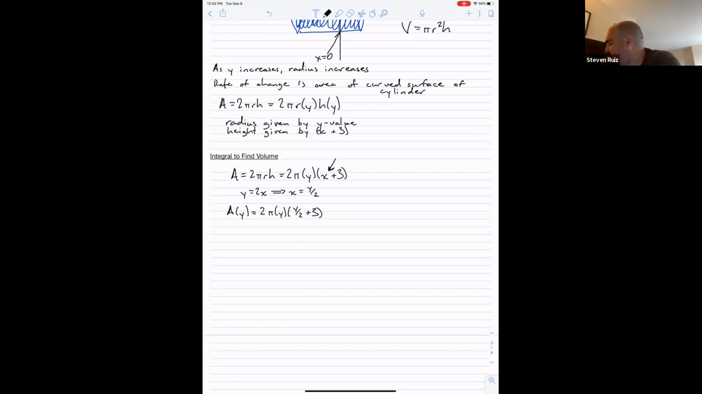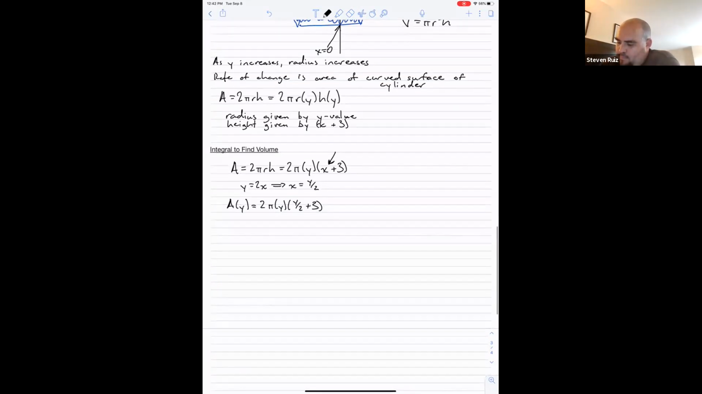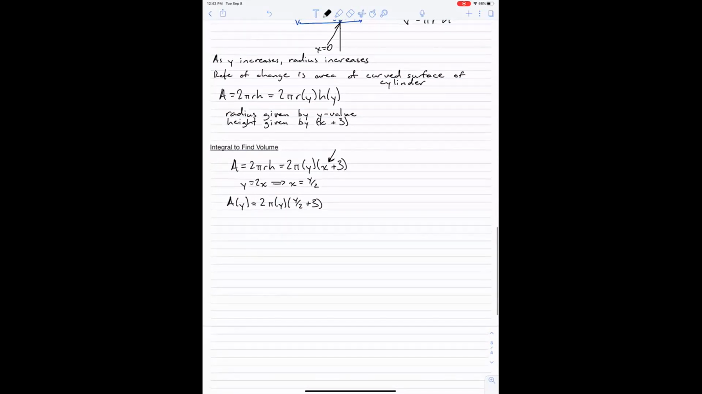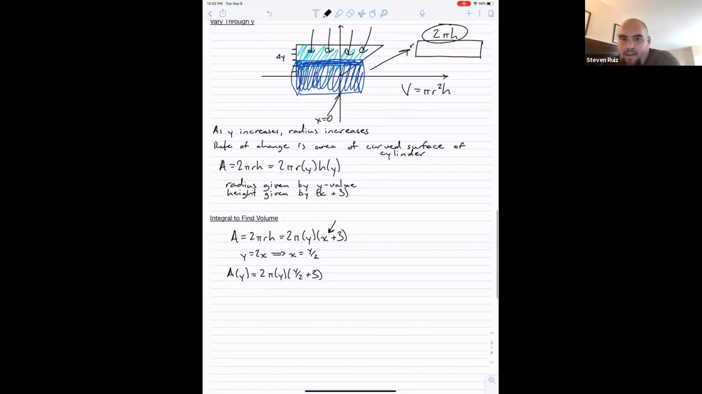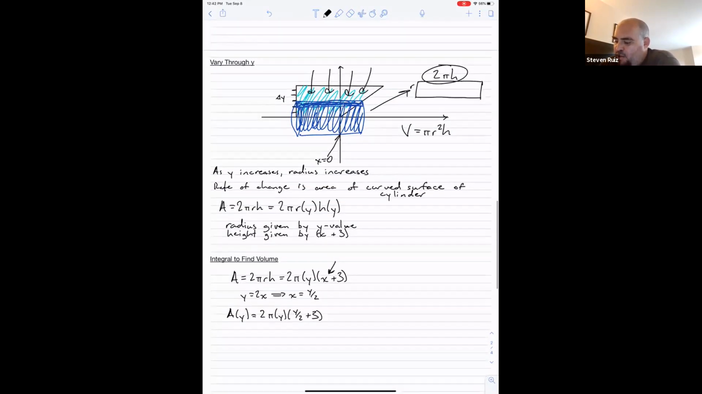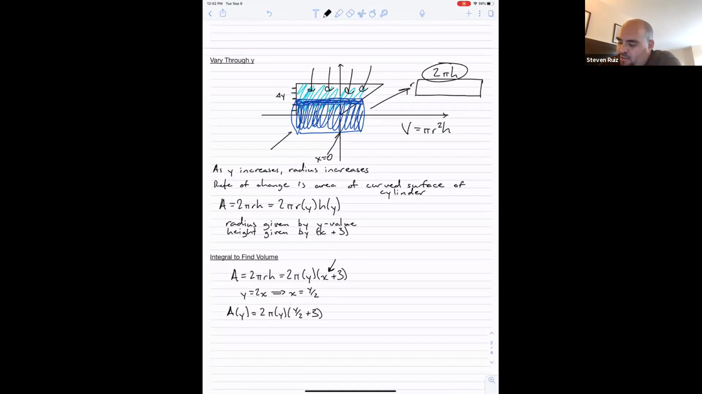Any questions on where this thing comes from? Could you go over why the height is x plus 3? Sure. So let's look back at it. Actually, maybe it'd be better if I went, no, I don't have any 2D pictures anymore. That's okay. So look at this blue cylinder we drew here.